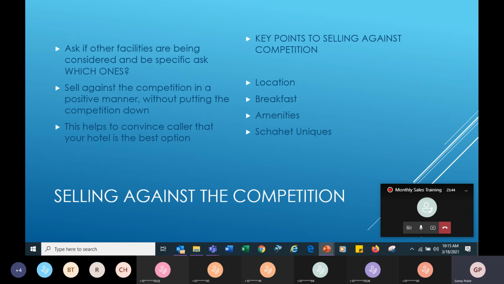So for example, you might want to keep in mind our location. We're ideal for your type of meeting, for what you have in your area. We've got more restaurants closer to the hotel, more convenient to the interstate, maybe, all depending on where your hotel's at. And if you have a restaurant on site, you can sell that as well for the convenience, especially if you're a full service versus a limited service hotel.